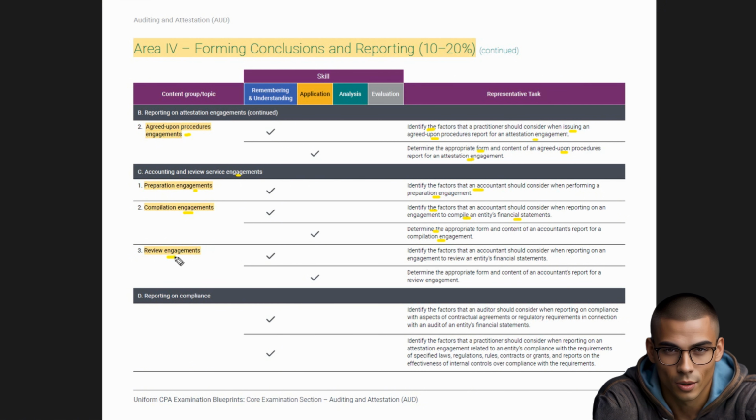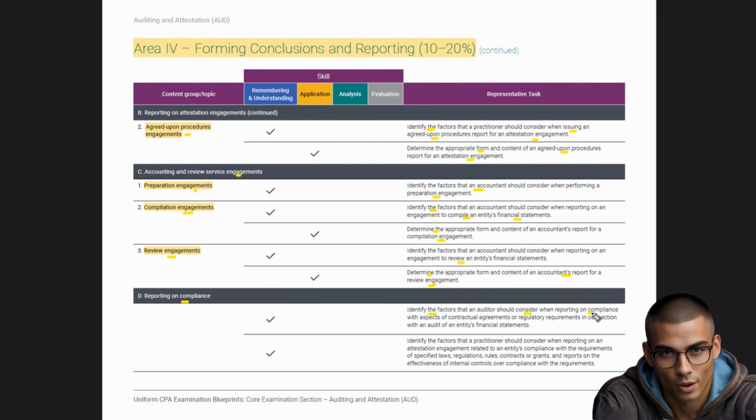Next, we have review engagements, where you'll need to be able to identify the factors that an accountant should consider when reporting on an engagement to review an entity's financial statements. And you'll need to be able to determine the appropriate form and content of the accountant's report for a review engagement.